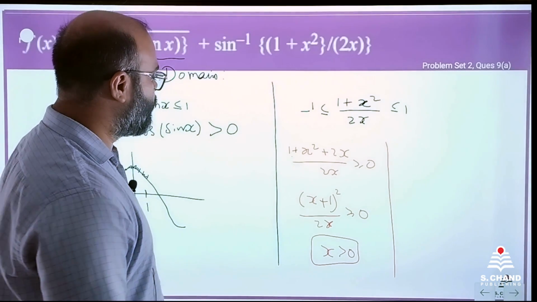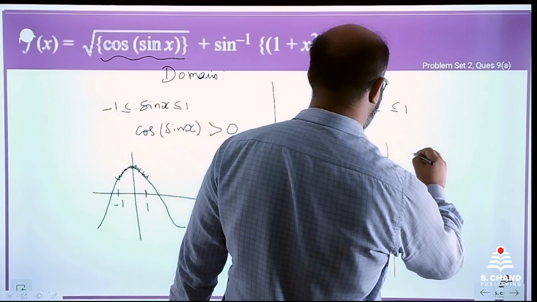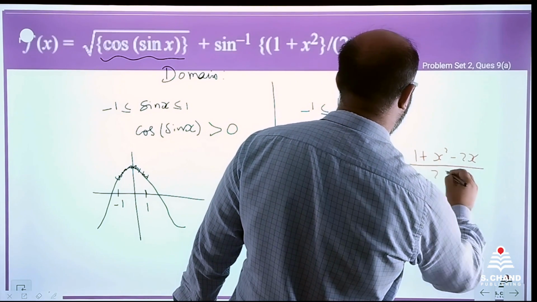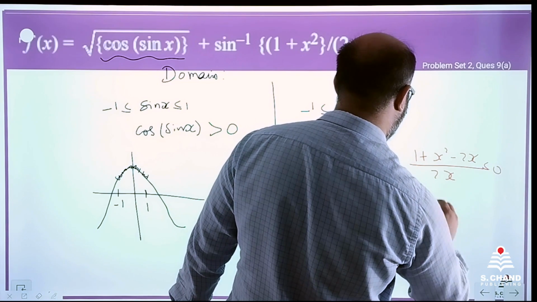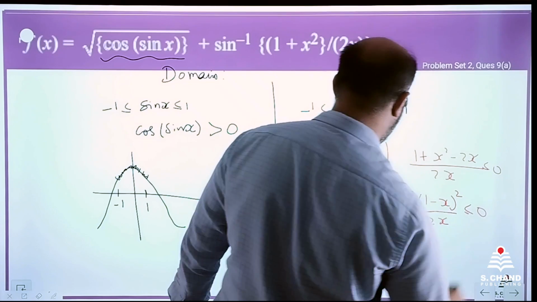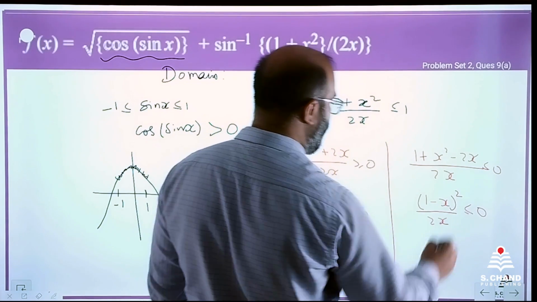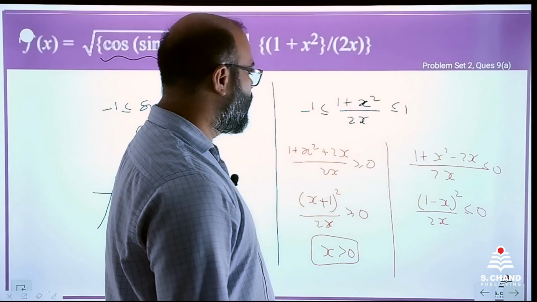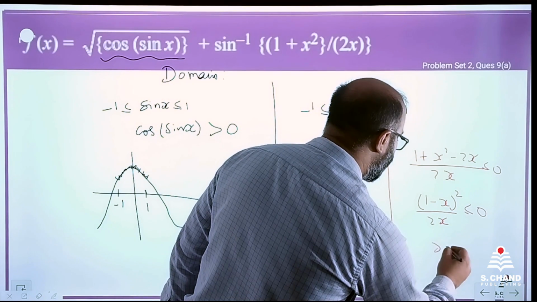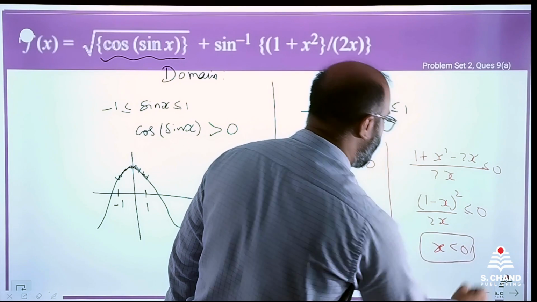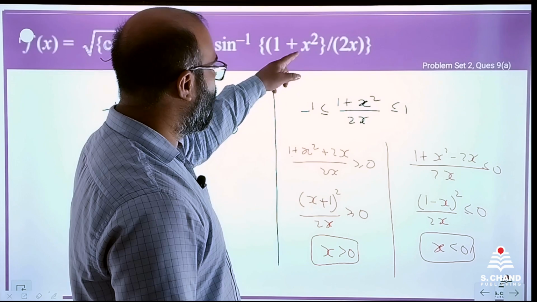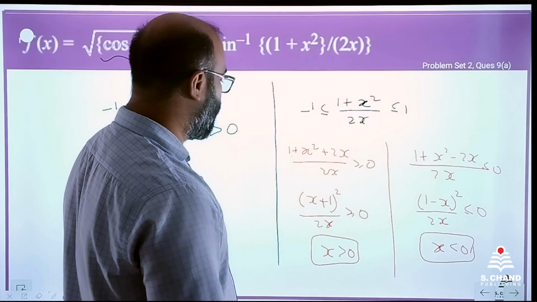Okay. Now another condition is (1 + x² - 2x)/2x ≤ 0. It will give (1 - x)²/2x ≤ 0. Now if we see here, (1 - x)² is always greater than or equal to 0. So the denominator x should be less than 0. But if the denominator x is less than 0, then this is okay. But you have to find the intersection of both of them.